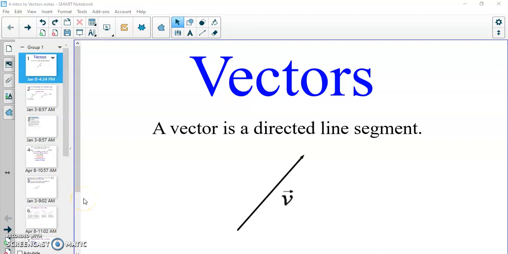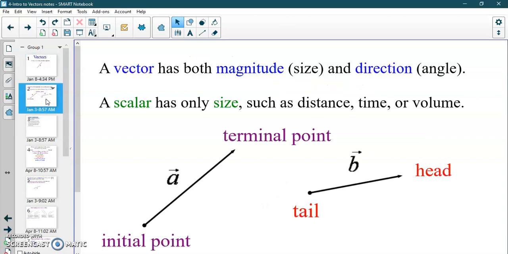In this video, we're going to look at an introduction to vectors. So if you see this image here, it looks like a ray, which starts at one end and goes forever on the other end, and that's a symbol that we have above the variable that we use to describe the vector. But a vector is actually a directed line segment. So let's take a look at what that means.